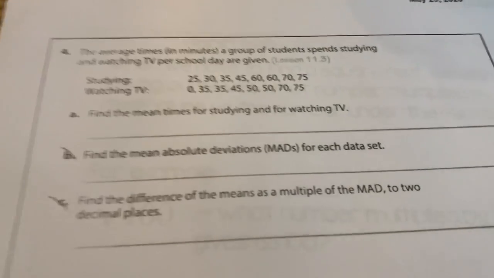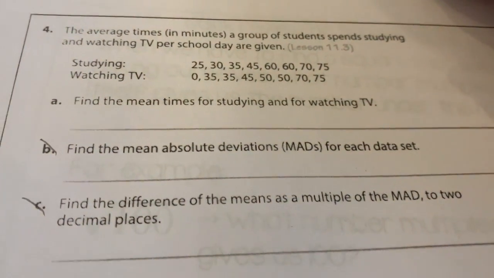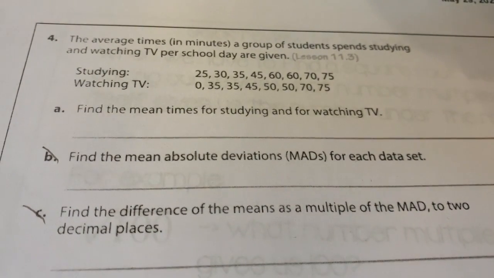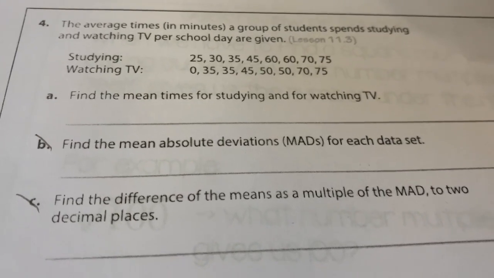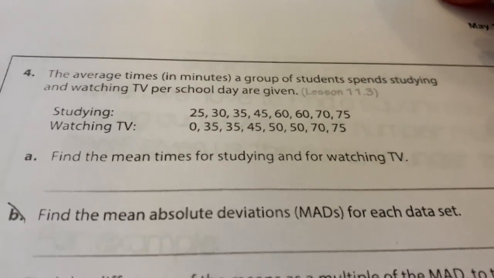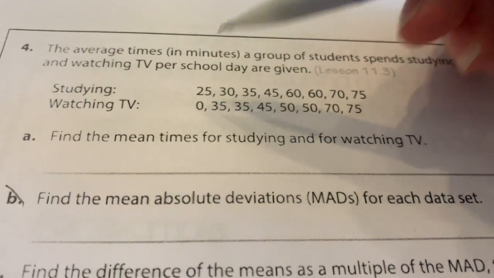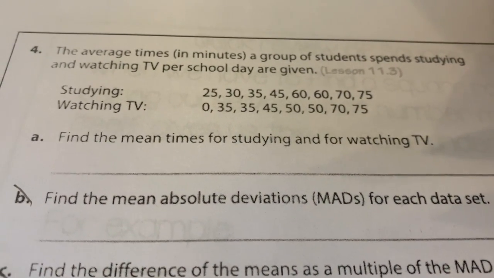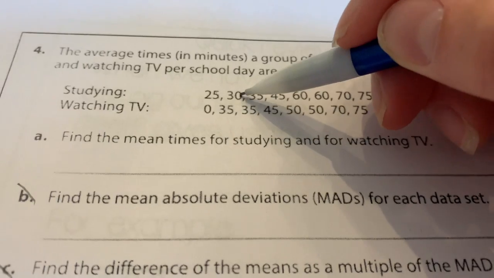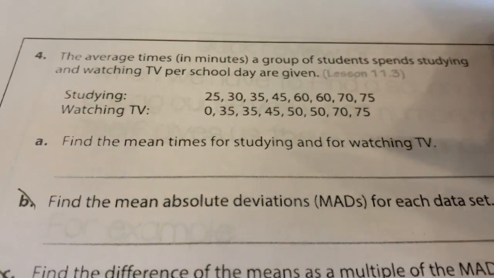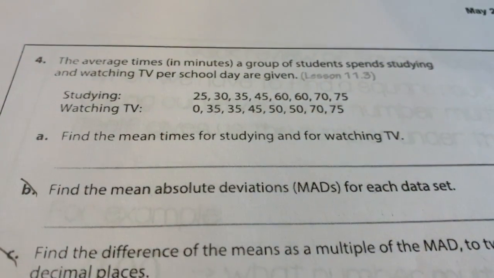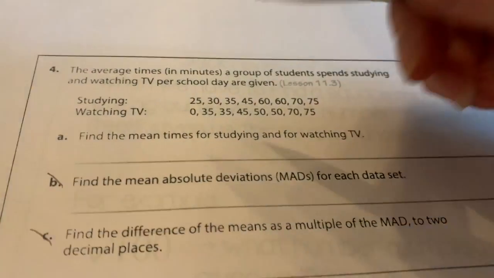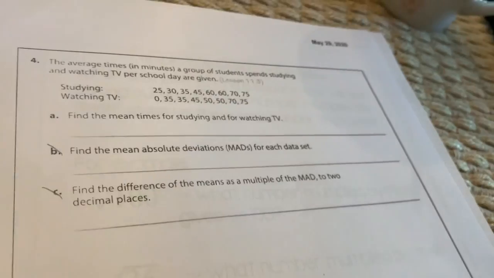So you have to be able to do that from either a dot plot or a regular set of data. Okay? So for this question, we're looking at the average time in minutes of a group of students that they spend studying and watching TV per school day. So on this day, it was 25 minutes studying, 0 minutes watching TV. Maybe there was a test that night, the next day. The next day was 30 minutes studying, 35 watching TV, and so on. Okay? So first we're going to find the means of each set of data.